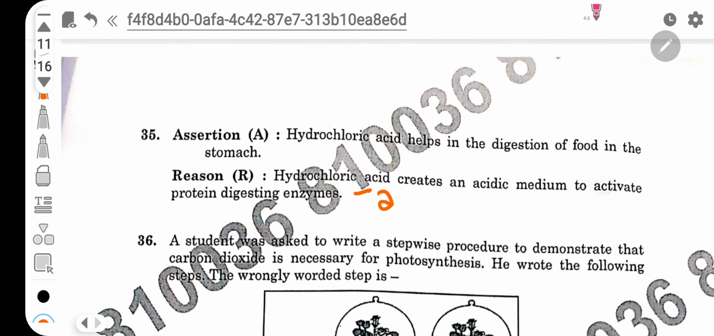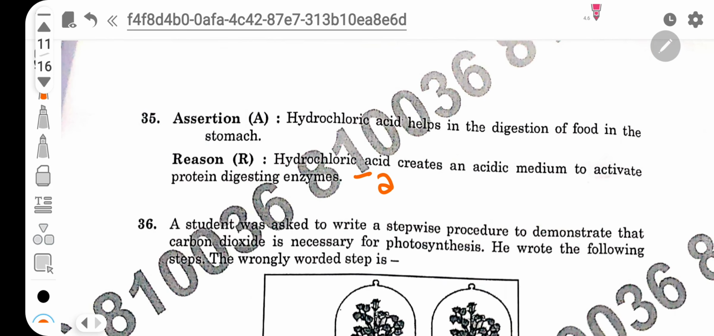Question number 35. Hydrochloric acid helps in the digestion of food in the stomach. Hydrochloric acid creates an acidic medium to activate the protein digestive enzyme. So the answer will be A, because hydrochloric acid helps in digestion. This is the true statement, because it activates the enzyme called pepsin, so it helps in digestion. So indirectly HCl also helps in digestion too. So the answer will be A.